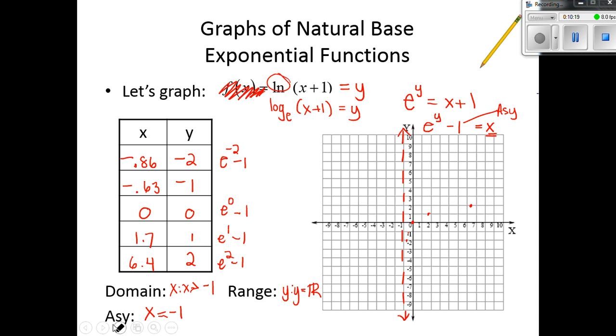Okay, and now what this looks like is it looks just like a log graph, right? So it's going to get closer to the asymptote, but never touch it, and all those values are greater than negative 1. All right, so we can use base e. When we use base e, we call it a natural log, and we can convert it from log form to exponential form, and we can graph them.